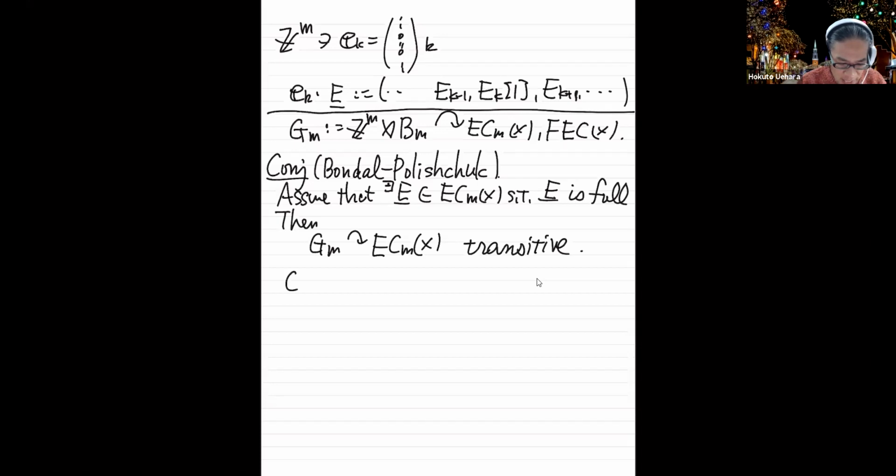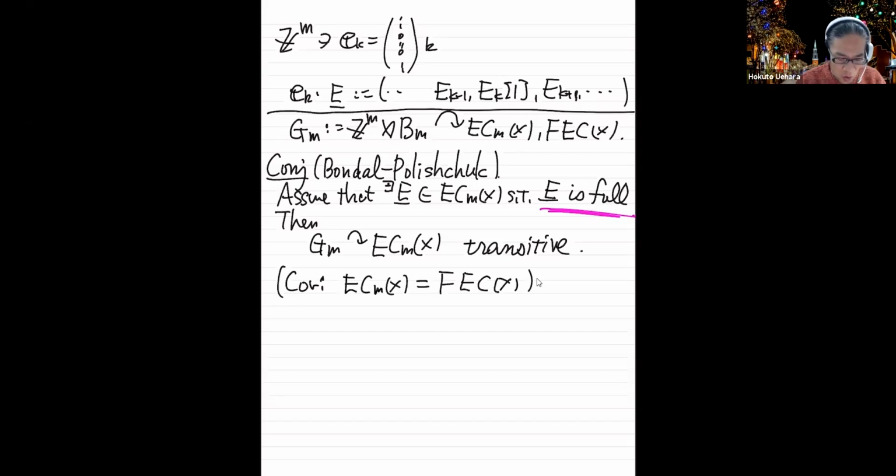And as a corollary of this conjecture, exceptional collections of length M coincide with full exceptional collections. Because as I said, the property of being full is preserved under the mutation, and I assume there is one full exceptional collection and the action is transitive. So every exceptional collection of length M is full. Okay?